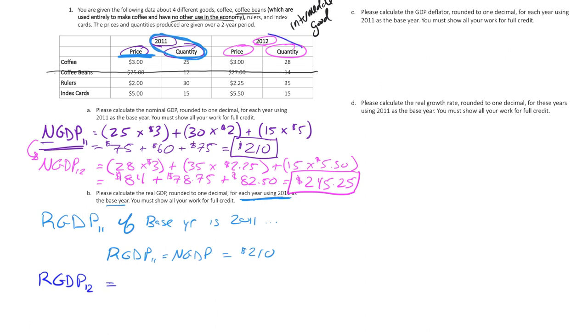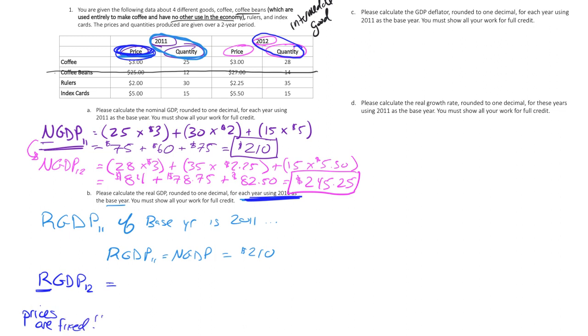Now we need to use the quantities in 2012, because you always use the same quantities. However, we are back to the prices in 2011, because the base year is 2011. This is where a lot of students mix up, so make sure you remember real GDP. We're looking for real changes in the production of the economy, so the prices are fixed. Remember, real GDP, prices are fixed. That's the important thing to remember.